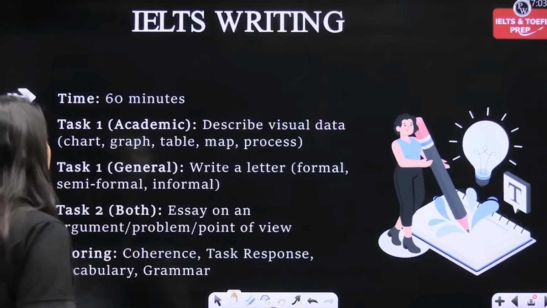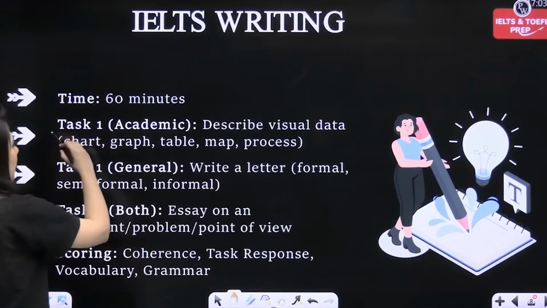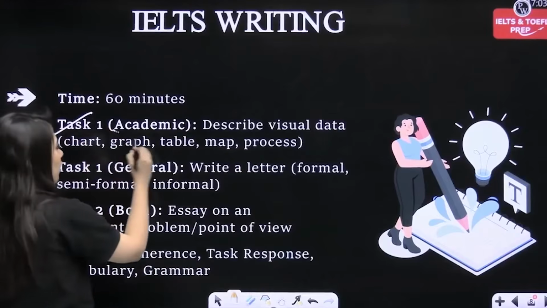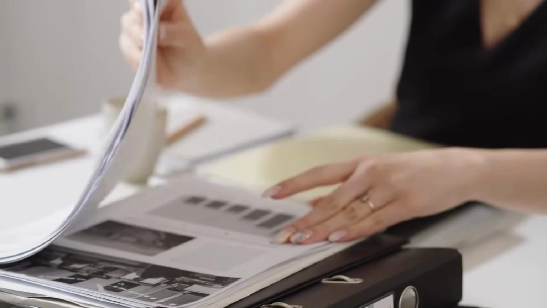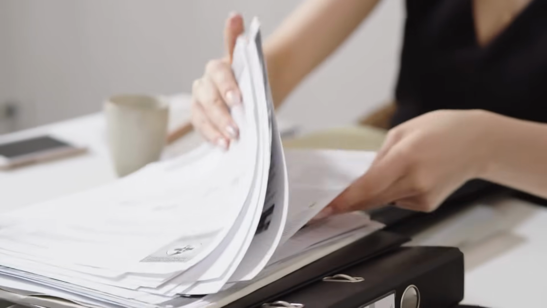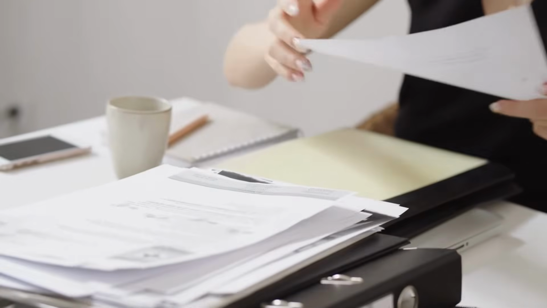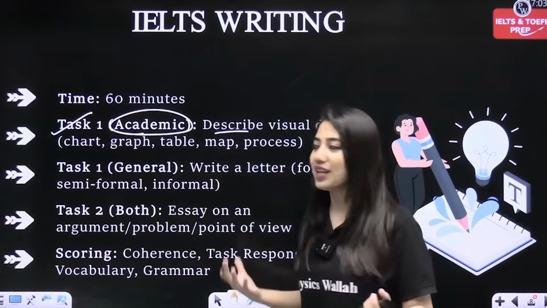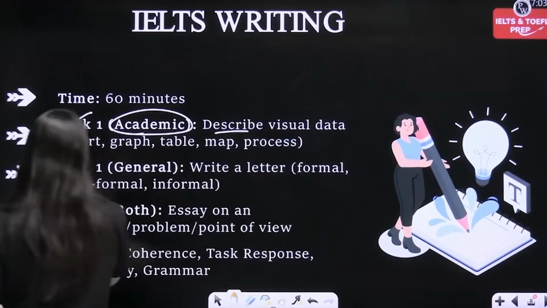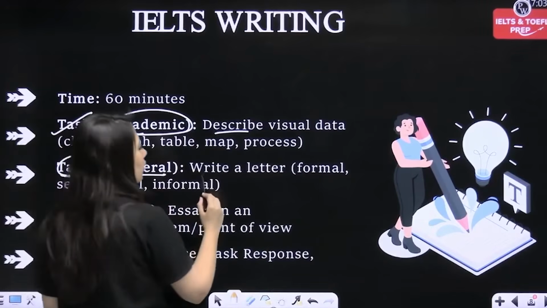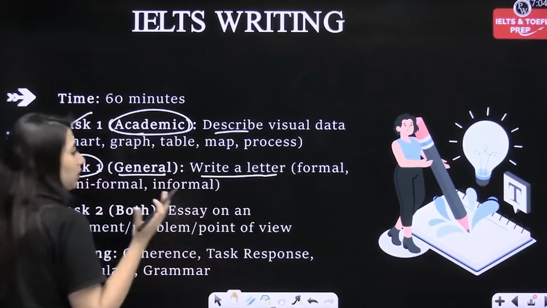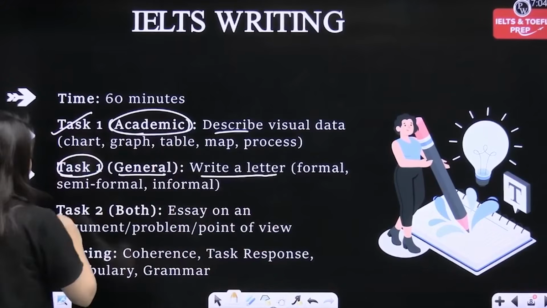Next is writing. As I mentioned previously as well, task 1 for the academic candidates will be report writing, wherein there is a visual representation of data. There will be figures present and you will have to represent the data. That's what you have to do. And then task 1 for the general training candidates is where you have to write a letter, which can be a formal, semi-formal or an informal letter.